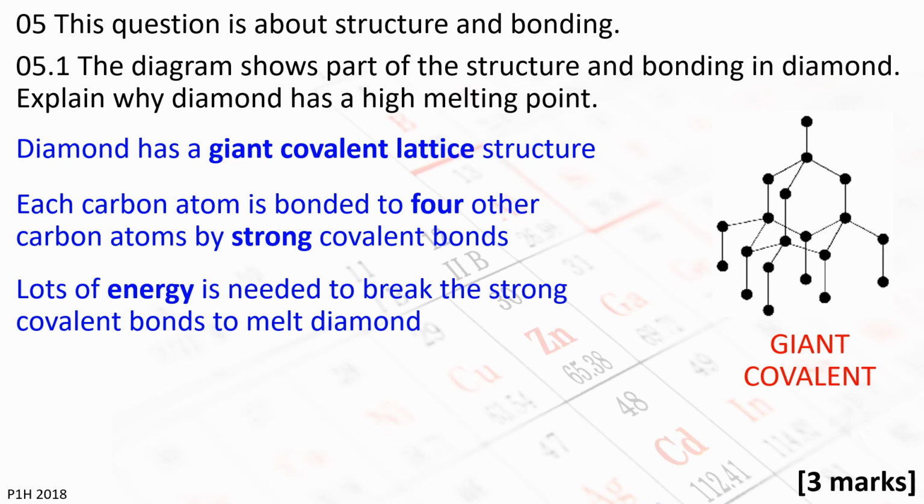Let's address the question. Diamond has a giant covalent lattice structure. Each carbon atom is bonded to 4 other carbon atoms by strong covalent bonds. Lots of energy is needed to break the strong covalent bonds to melt diamond.